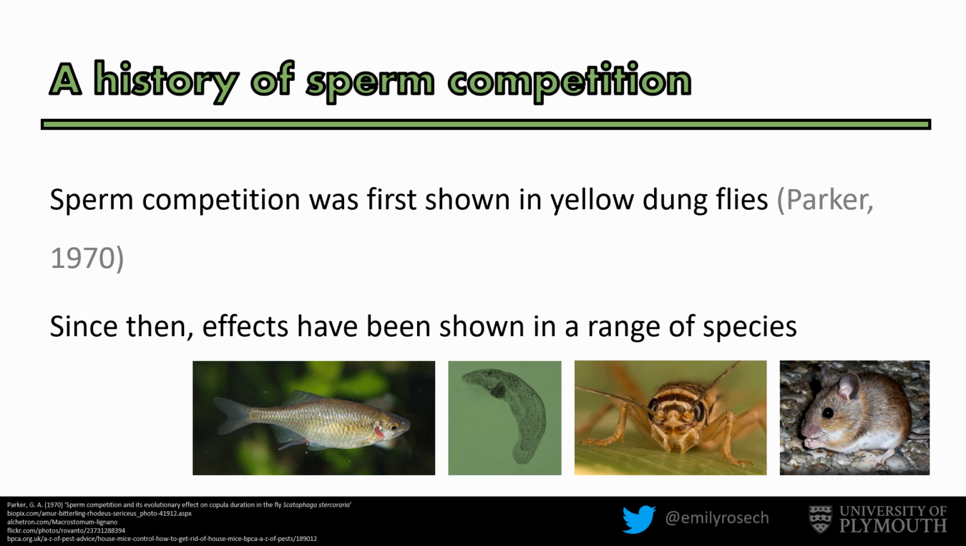This was first discovered back in 1970 by Jeff Parker using yellow dung flies. Back then, researchers were only interested in interspecific differences, but it soon became clear that plasticity should benefit individual males. And this has indeed been shown in a vast range of species, including other invertebrates, fish, and rodents.